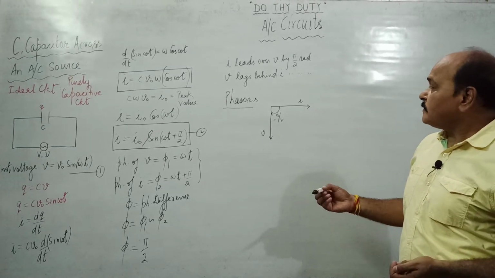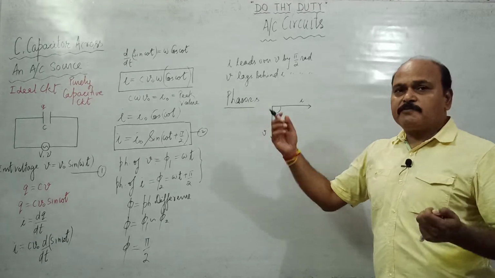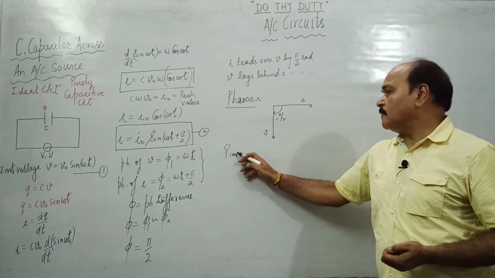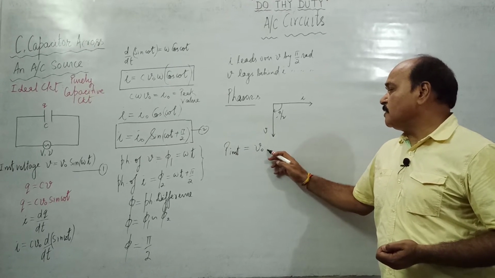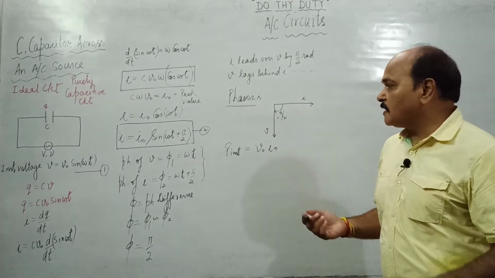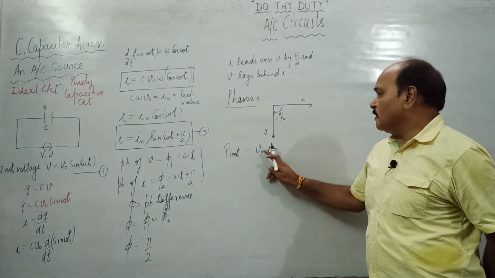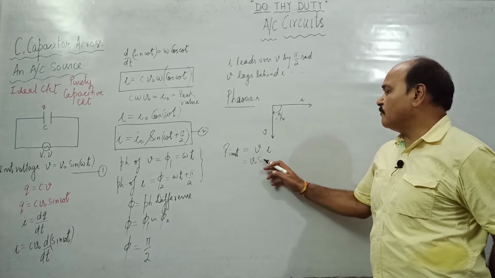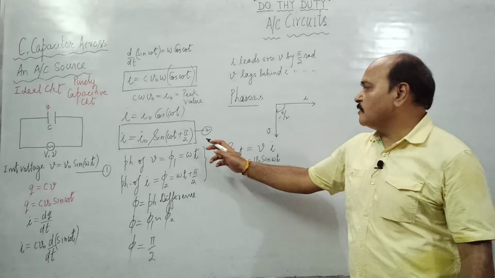Well, what is the instantaneous value of power? Let us find out. This instantaneous value of power is going to be the instantaneous value of voltage into the instantaneous value of current. What is the instantaneous value of voltage? The instantaneous value of voltage is V naught sine of omega t. And the instantaneous value of current is what?